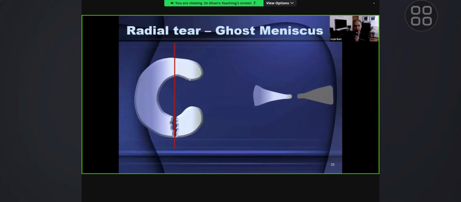So if you had a sagittal image here, that will be completely normal with anterior and posterior horns. A sagittal image here would have the bow tie, but right through the tear, you'll only get the front and not the back.